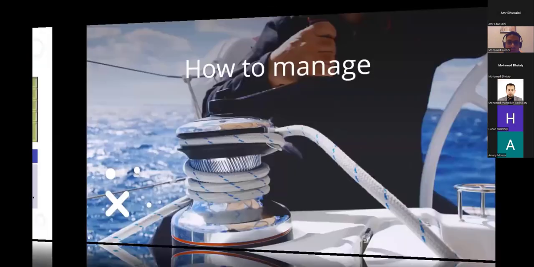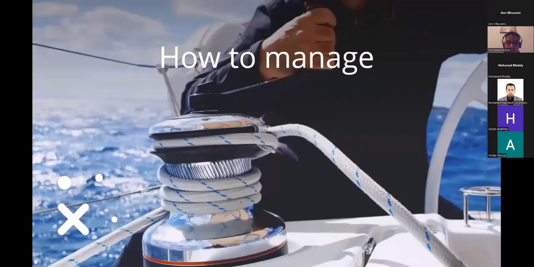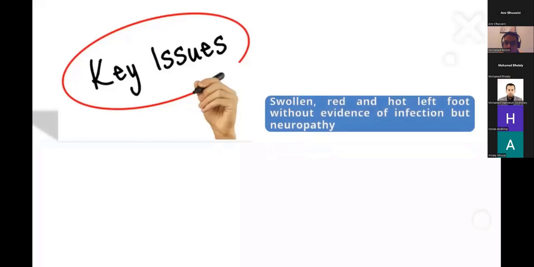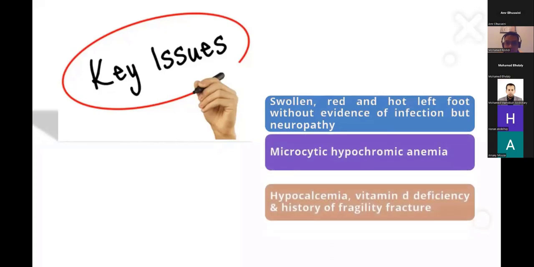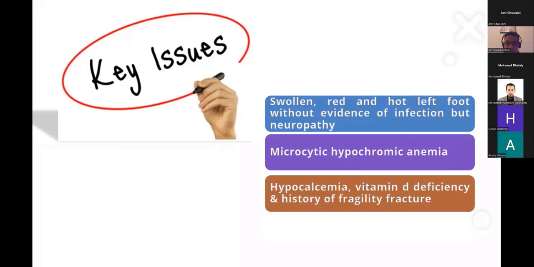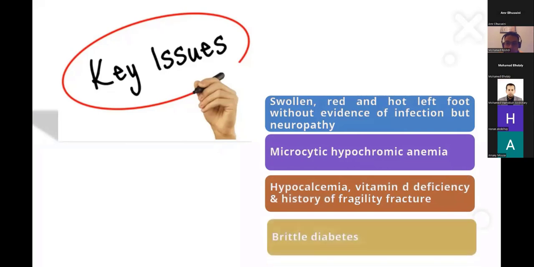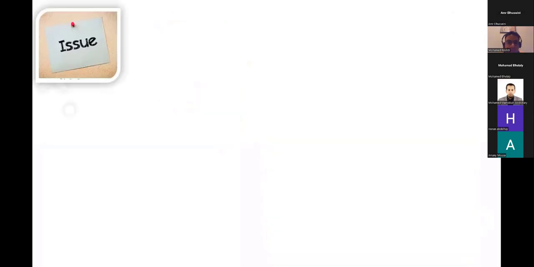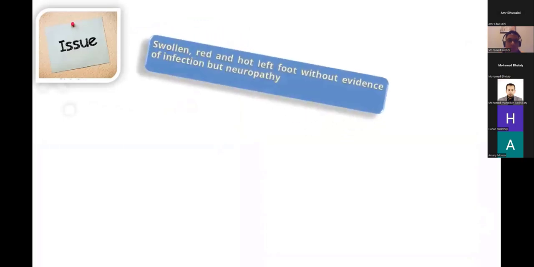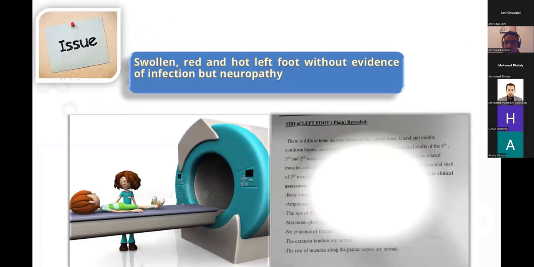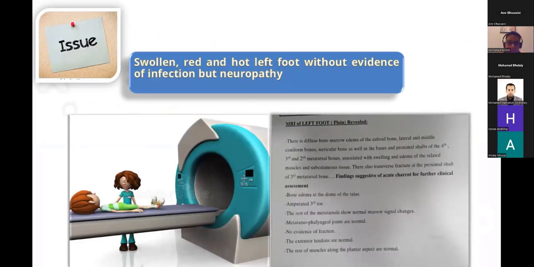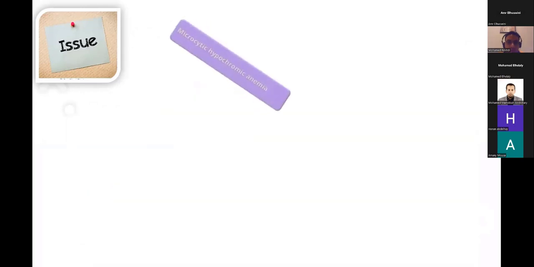To proceed, we managed our case. We have four key issues. The first one is the swollen, red left foot without evidence of infection, but with neuropathy. The second is microcytic hypochromic anemia. The third is hypocalcemia, vitamin D deficiency, and a history of fragility fracture. And the last one is brittle diabetes. For the first issue, we proceeded to MRI, which revealed a case of acute Charcot, a complication of diabetes related to the neuropathy.